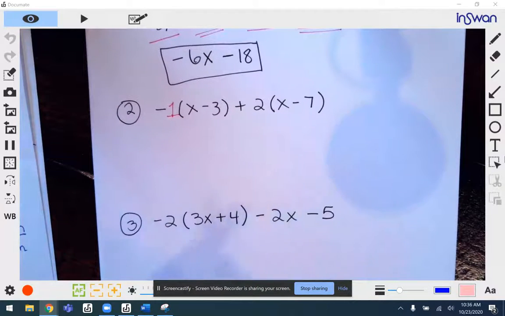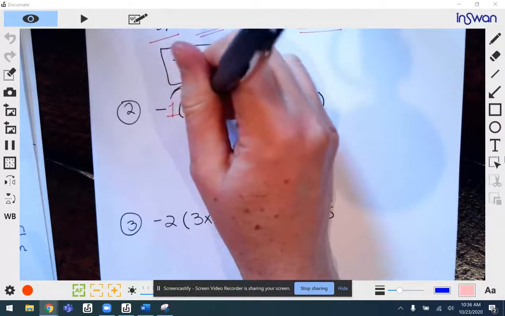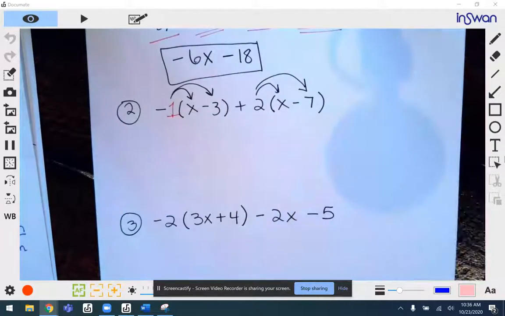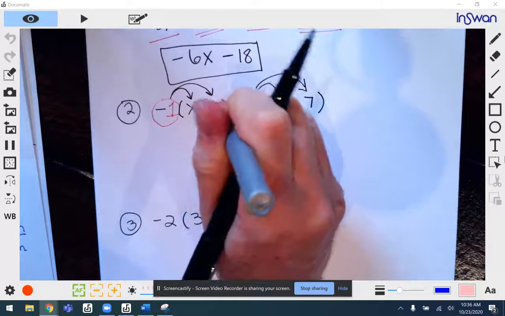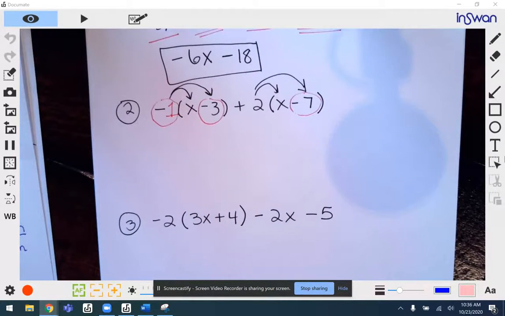I'm going to distribute this first negative 1 into this parentheses and the positive 2 into this parentheses. Being careful to look at my signs. If it helps, circle which number that sign goes with so you don't get confused.